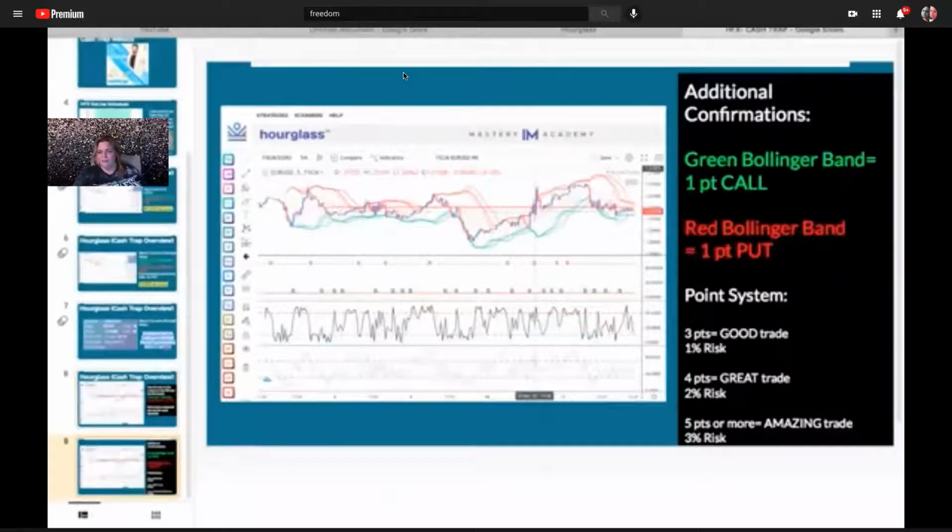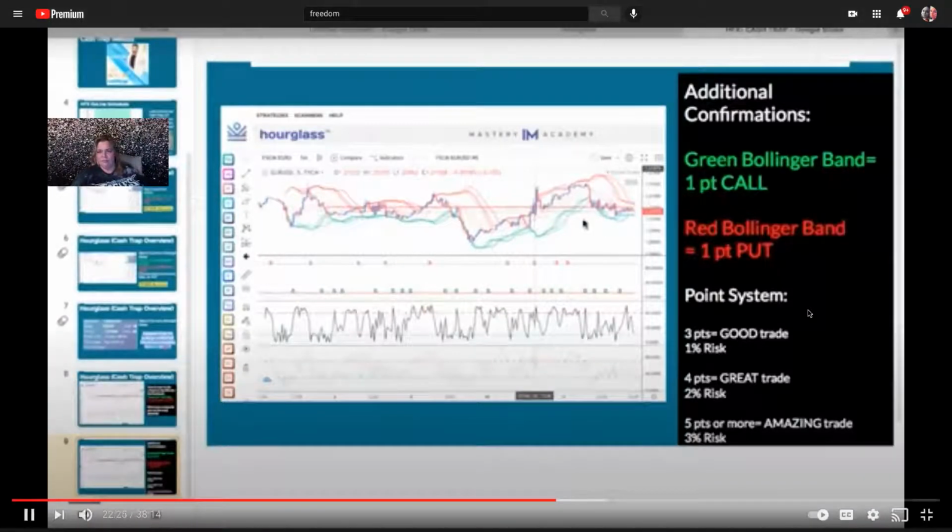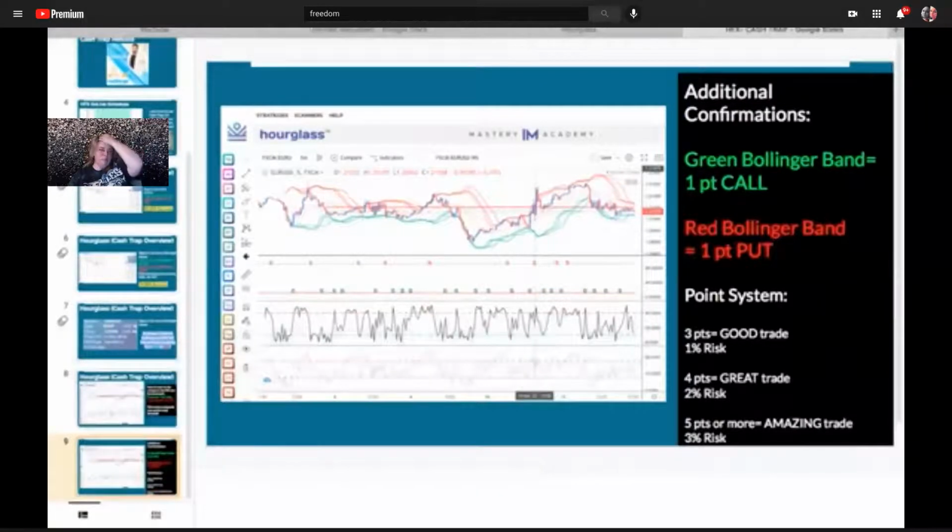The green Bollinger Band is for a call. That's down here. It's for a buy. I already told you the green Bollinger Band, we're thinking buy. 1 point for a call. Okay. Red Bollinger Band, a sell, a put. That's 1 point.